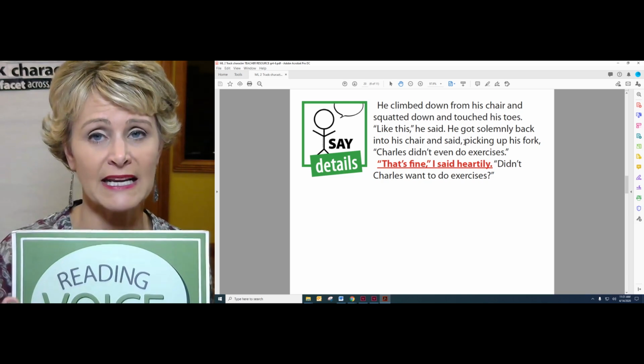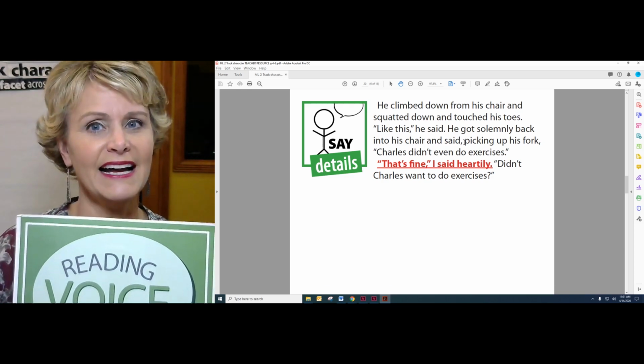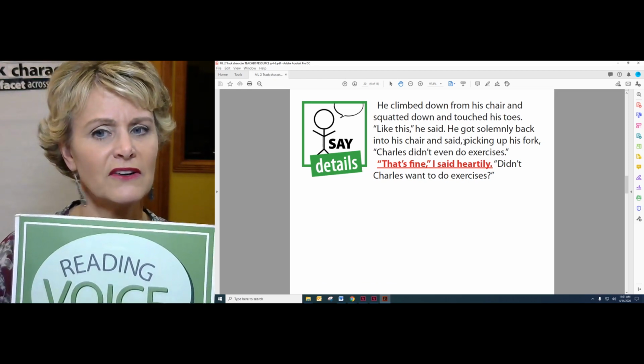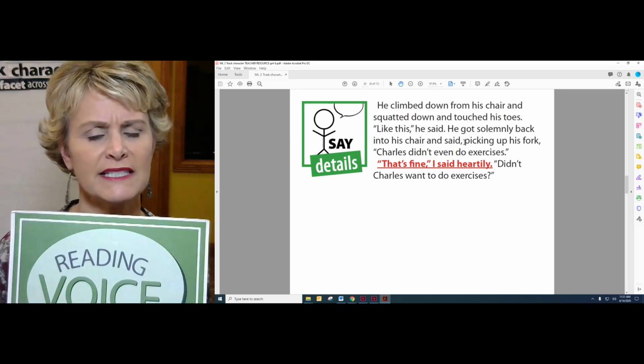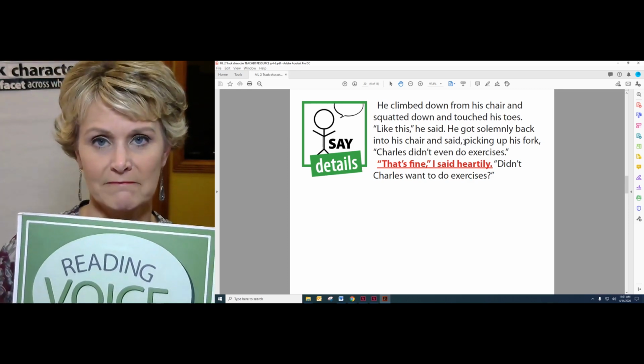exercises. Okay, but remember, we're tracking details about the mom. And in red is what the mom said. That's fine, I said heartily. Didn't Charles want to do exercises? Okay, I could have made that all red, but I want to just focus in on, that's fine, I said heartily. I is the mom.